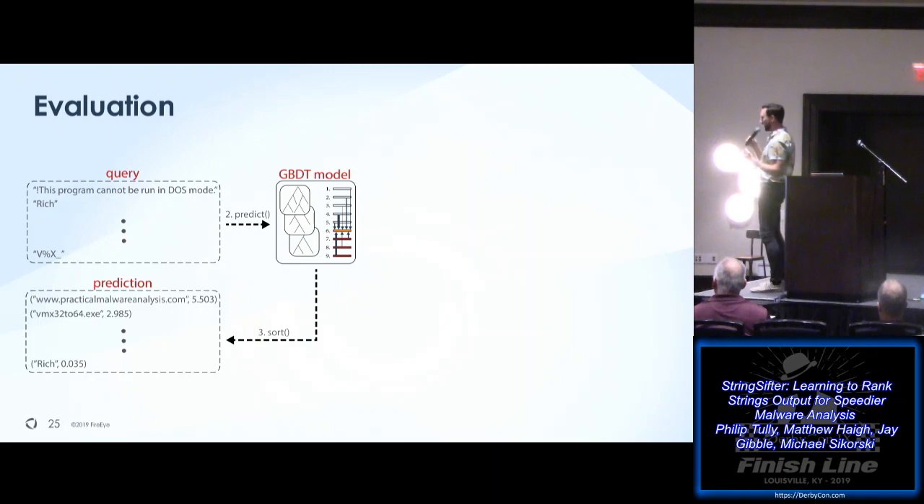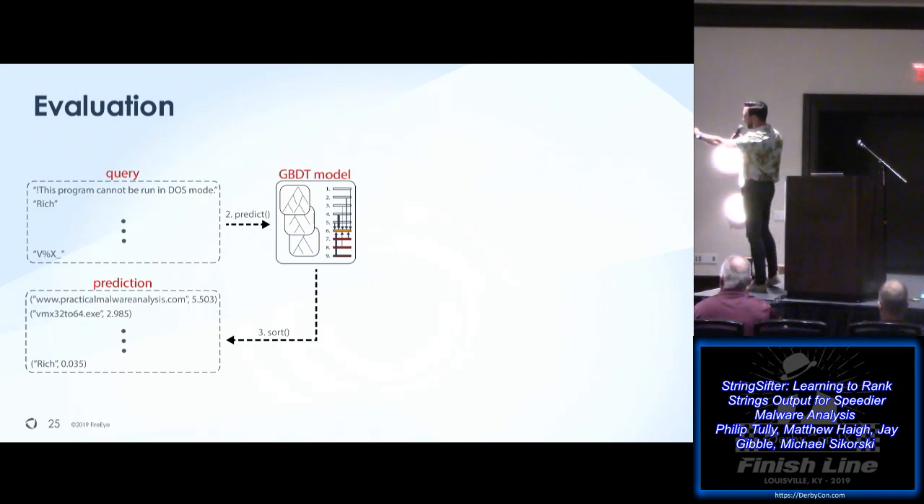Like I've described before, you have a query, which is a single strings output from a malware binary, and you have a trained model, a gradient boosted decision tree. You can take that query and make a prediction using that model, and that will produce a set of scores. For each of the strings in that output, you have a score associated with it. The final step is that you just have to sort that output according to those scores.